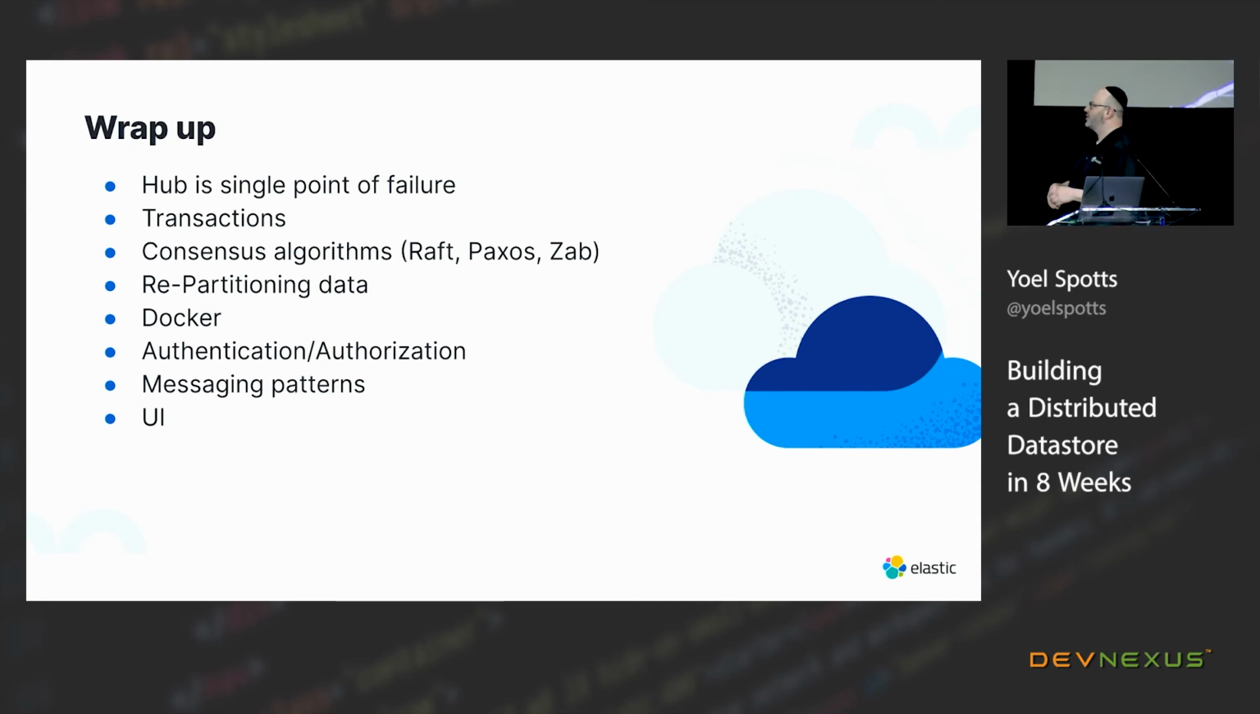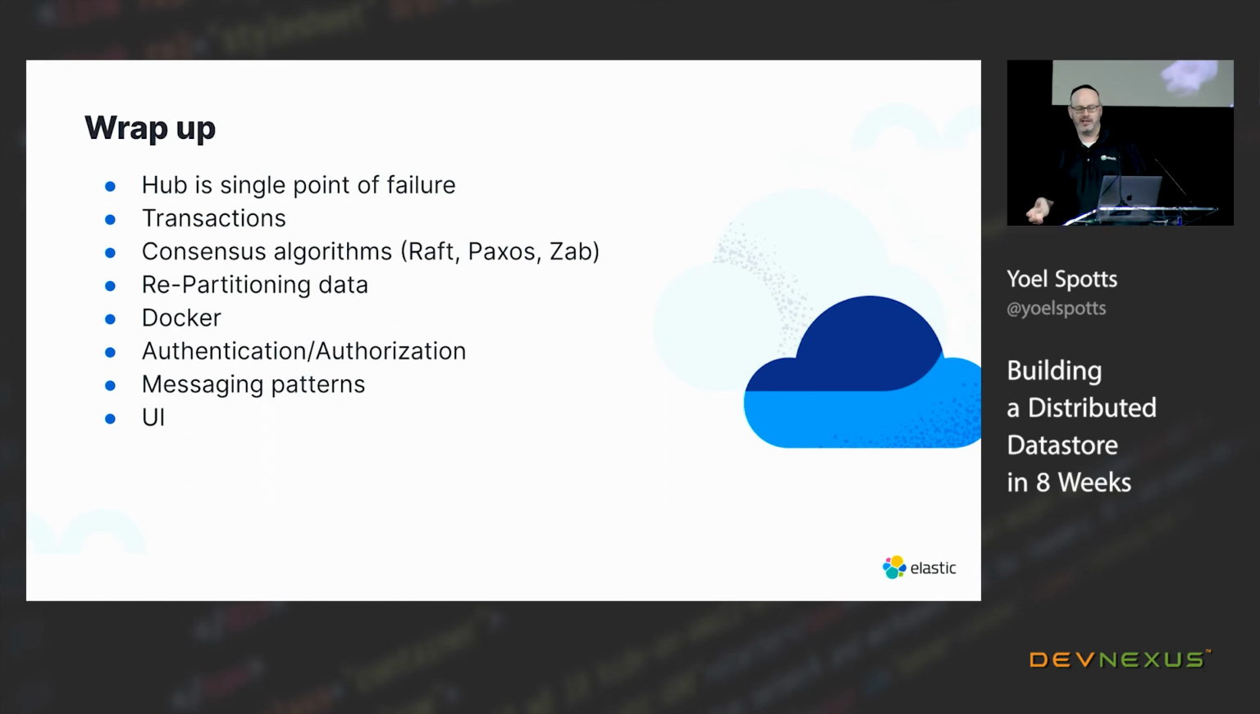We talked about transactions, repartitioning data. Let's say that a bookstore closes, or let's say two bookstores were to merge. What do we do with the data amongst them? Again, these are wide topics that really require a lot more discussion. Docker, just because it's a big thing. Authentication, authorization, different messaging patterns.